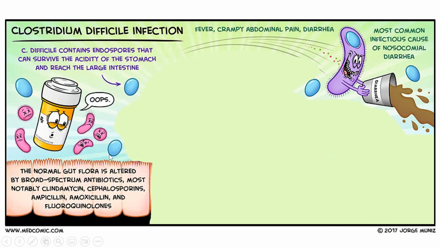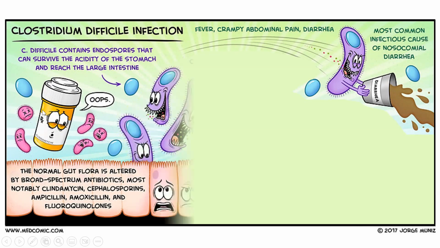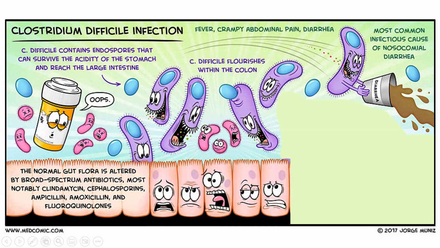So you can see here's somebody here, and they've got the normal gut flora, and the endospores are there. Maybe not too many of them, or maybe the person's in a hospital and has ingested some by a nosocomial infection. And you can see this person here is having some broad spectrum antibiotics, and it's going to kill the normal flora, and that's not good. And so now the C. diff gets a chance to grow and flourish, and you can see it's looking like it's having a lot of fun there, and it's becoming a big part of the gut flora.